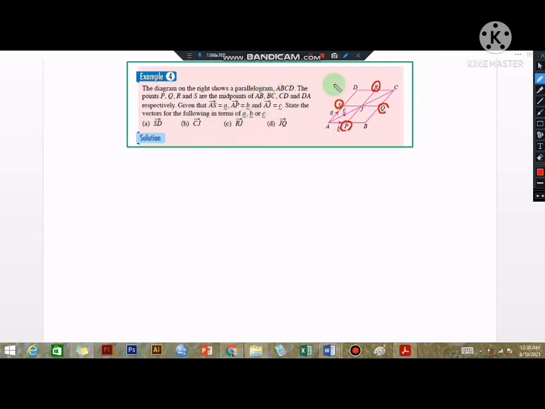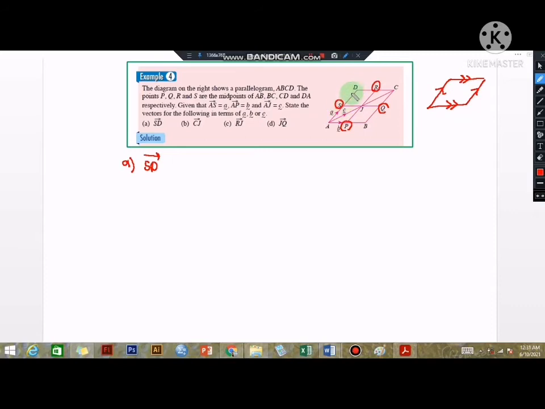Remember for a parallelogram, this one is parallel to this one, and this one is parallel to this one. Let's proceed to question A. The question asks you to find vector SD in terms of a, b, or c. So look at SD. Where is SD? SD is here. S is the midpoint.